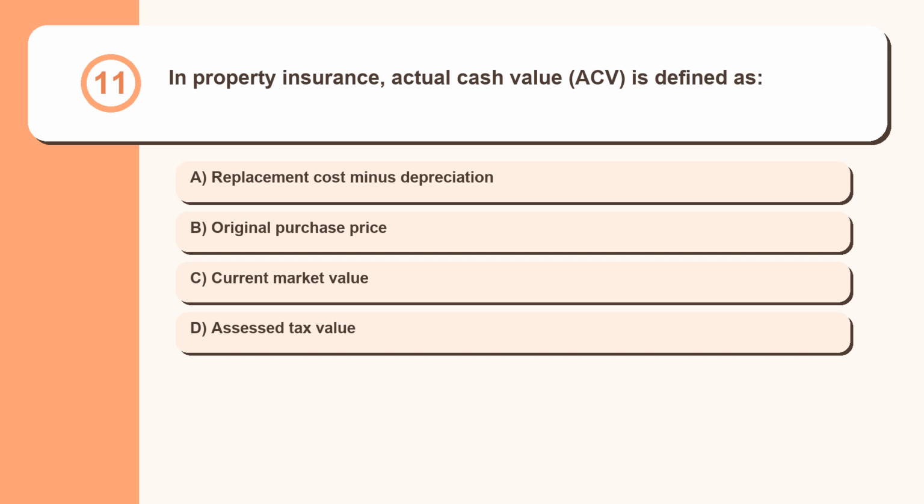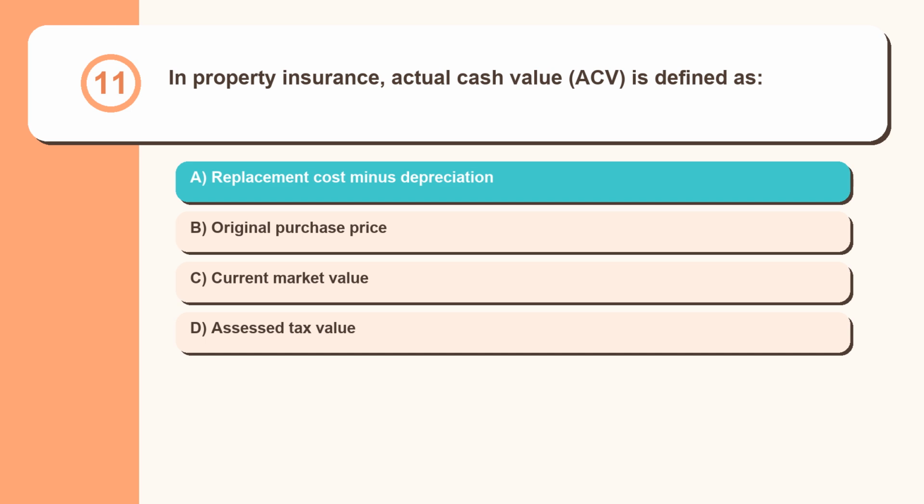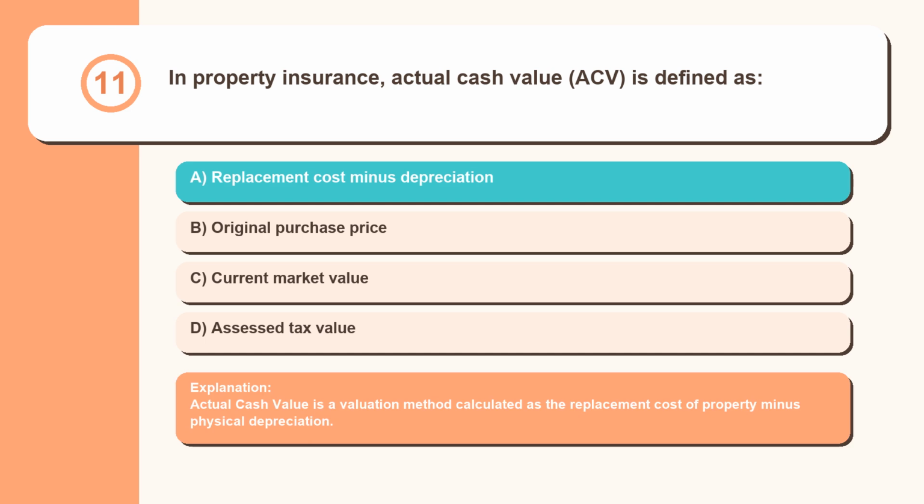Question 11. In property insurance, actual cash value, ACV, is defined as replacement cost minus depreciation, original purchase price, current market value, assessed tax value. Actual cash value is a valuation method calculated as the replacement cost of property minus physical depreciation.